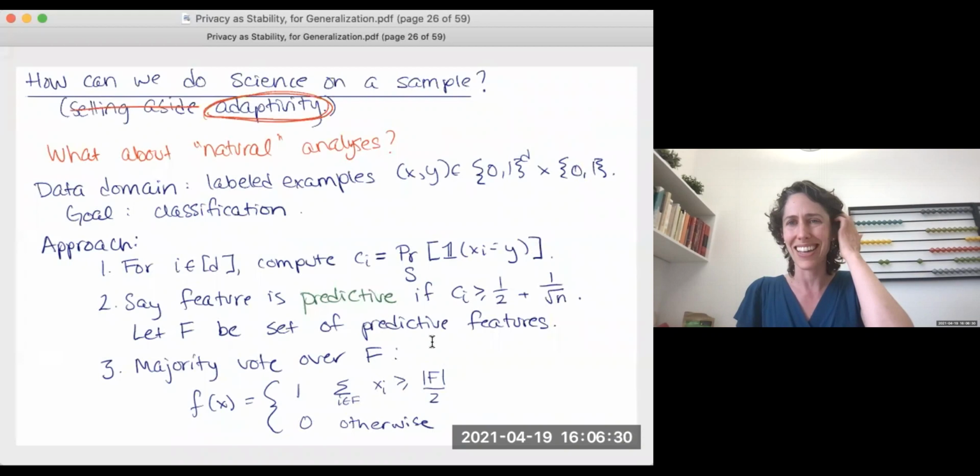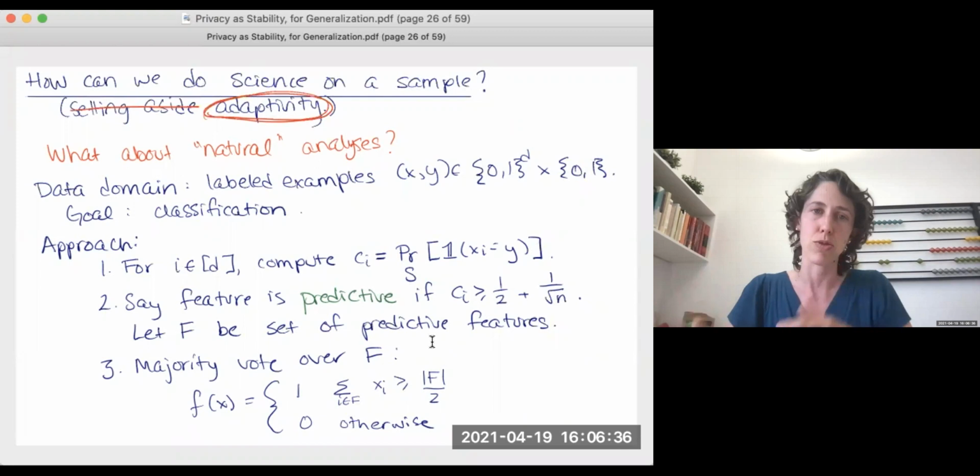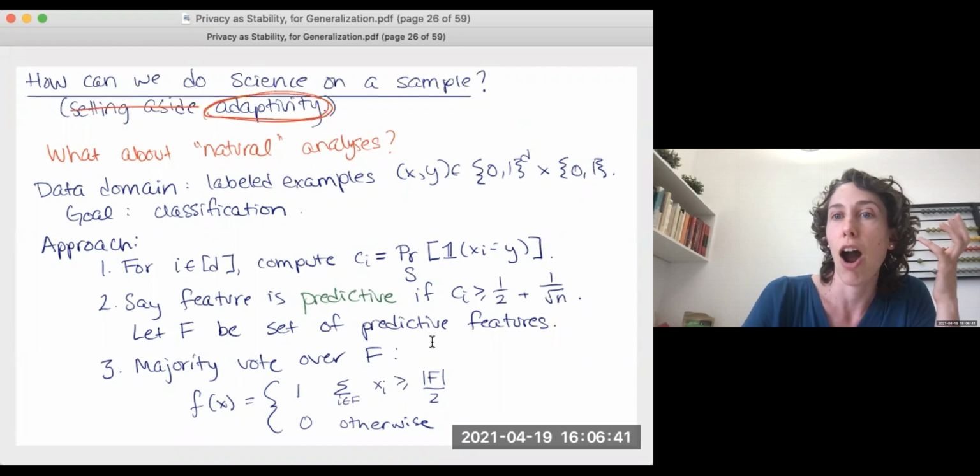It doesn't quite fit into the model that I'm using for the rest of the talk. It can be shoehorned in, though. I just won't do the work to do it. So assume that my data domain are labeled examples.